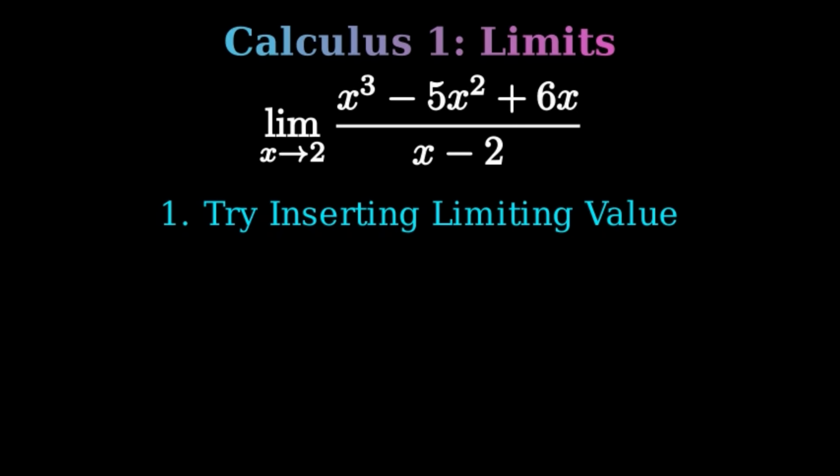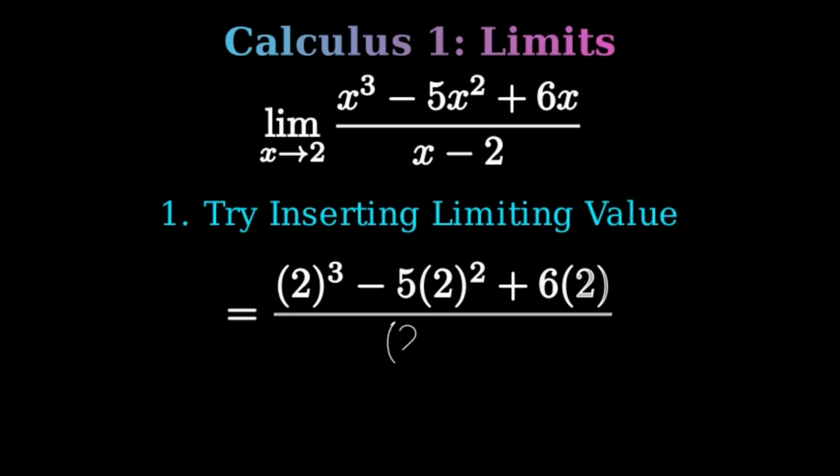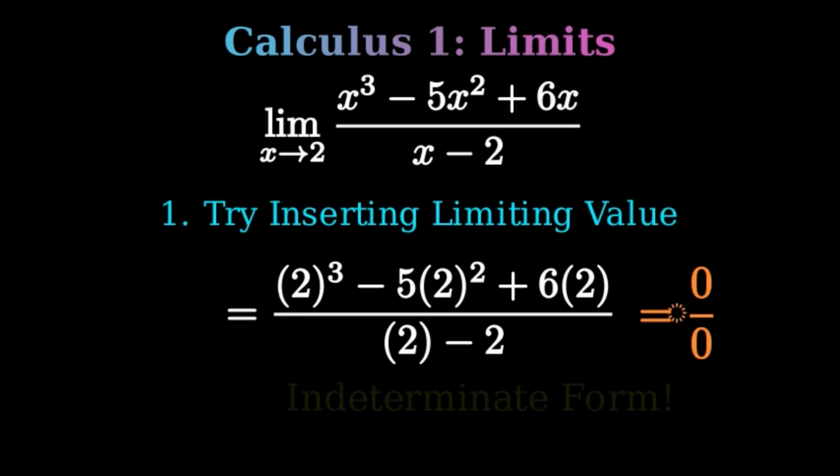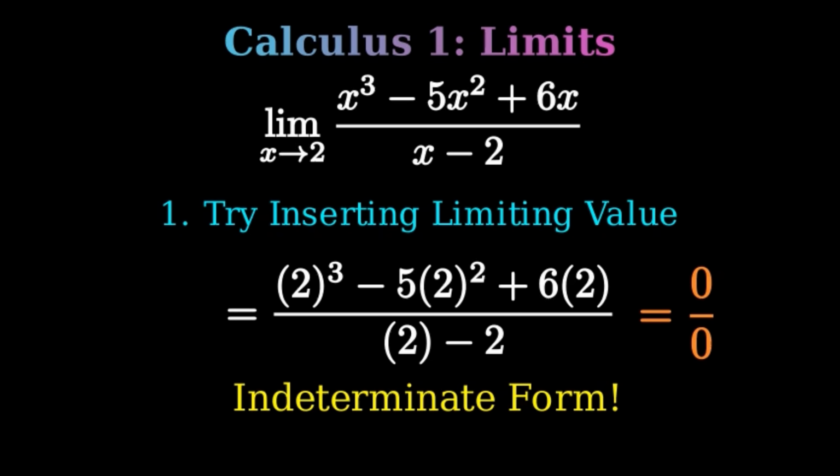Okay, so what does that look like? Well, if we do that, we'd get 2 cubed minus 5 times 2 squared plus 6 times 2 over 2 minus 2. At the top, 2 cubed is 8 minus 5 times 4, so it's 8 minus 20 plus 12. It looks like it's 0. 2 minus 2 is 0. We got 0 over 0. Now, that doesn't fly in calculus. That's what they call the indeterminate form, so it's not going to work.